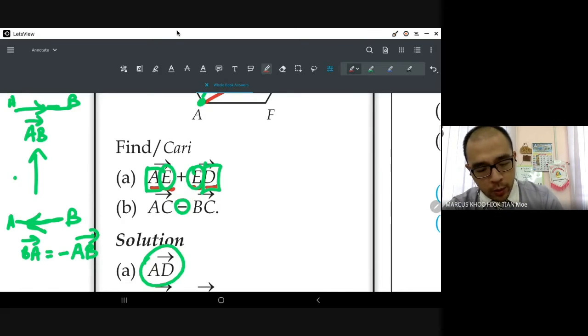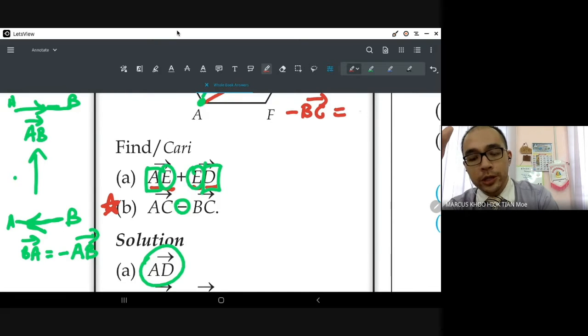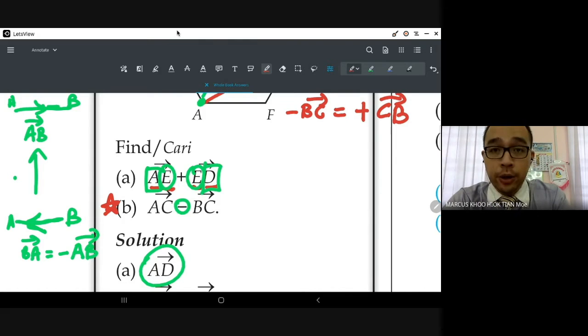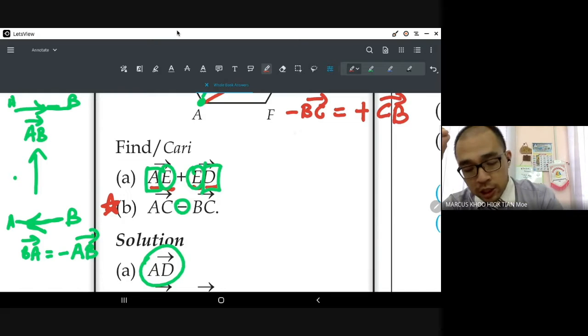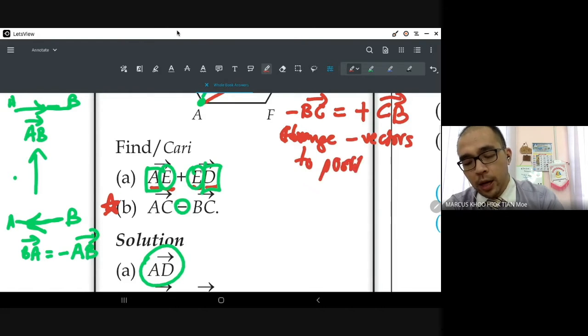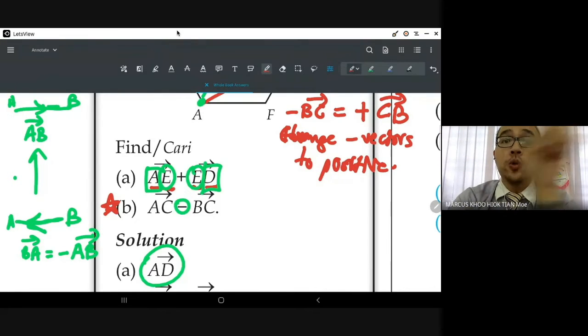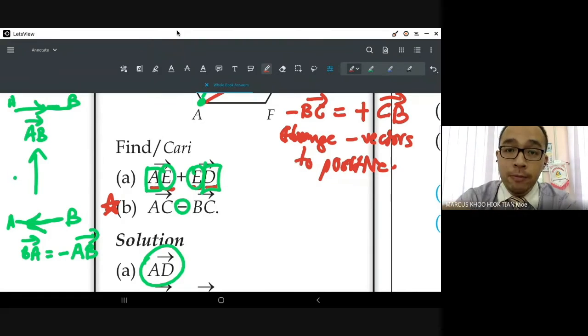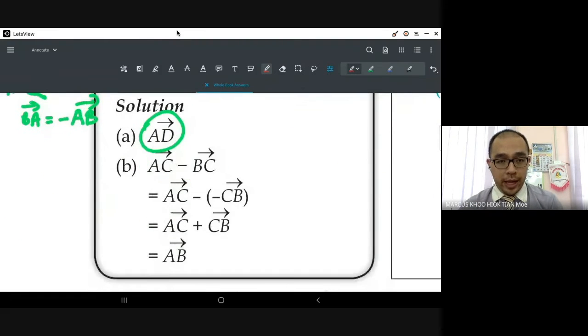So what I want you to do is start this question and remind yourself that negative BC is actually equals to positive CB. This is very important. Always change negative vectors to positive. How do you change a negative vector to positive? You switch the tempat bermula dan tempat berakhir. That's why you will get AC plus CB, sebab originally is negative BC.